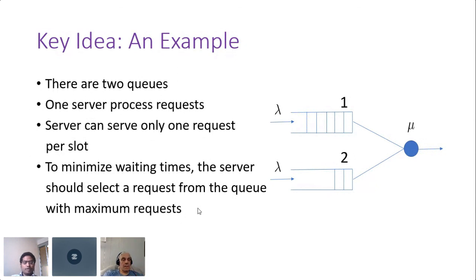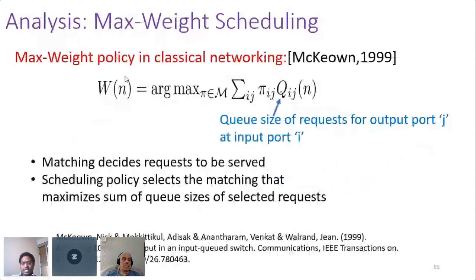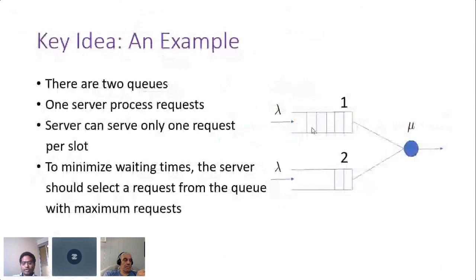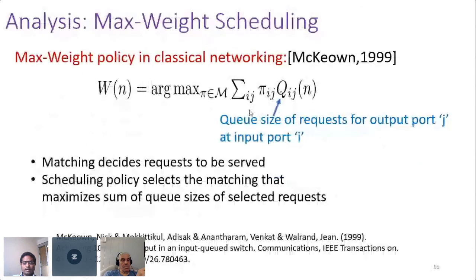Now, there is an optimal policy that was designed for a classical switch. So here, in this simple example, we were giving priority to the queue that has maximum queue size. But in a classical switch, when you have multiple types of requests to be served in parallel, we want to select a particular collection of requests such that their sum of queue sizes is maximum.